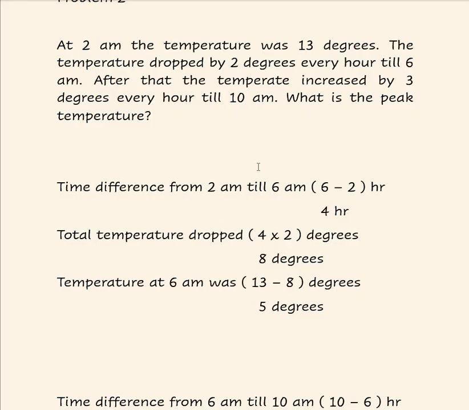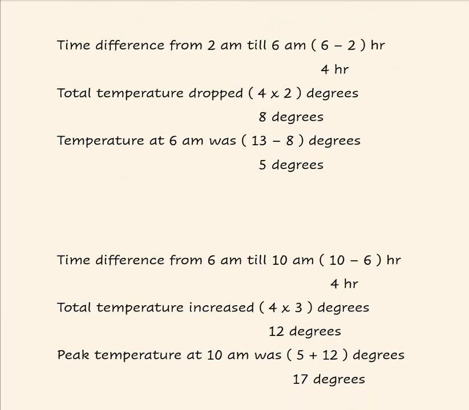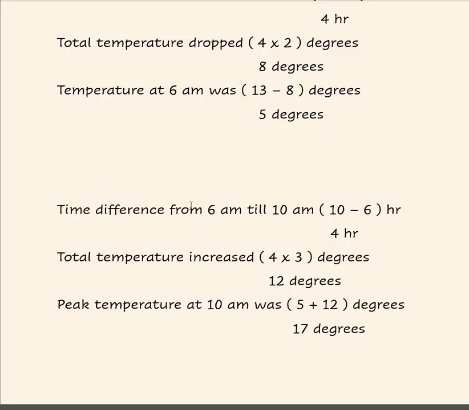So the temperature at 6 a.m. will be the temperature at 2 a.m., which is 13 degrees, minus the drop in temperature, which is 8 degrees. So we get the temperature at 6 a.m. as 5 degrees. Similarly, the time difference from 6 a.m. till 10 a.m. is 10 minus 6, or 4 hours.